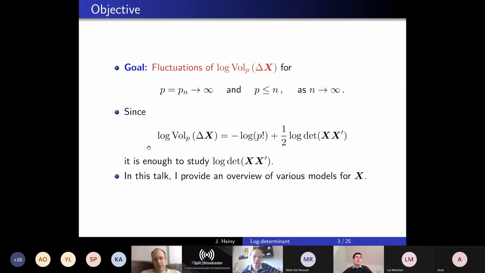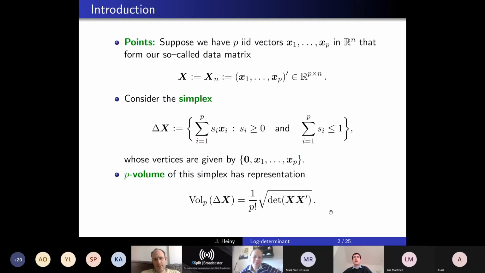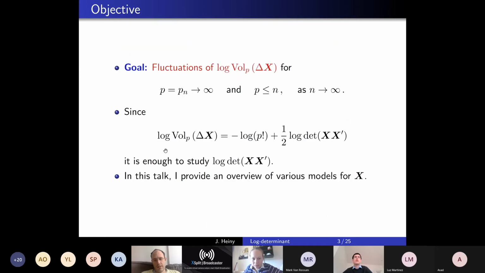Okay, so if I go back to this identity that I had, if I take logarithms on both sides, then I obtain this equality here. So in order to study this log volume, I just need to study the log determinant of this sample covariance matrix x times x transpose. And what I will do in the first part of this talk is to provide an overview of various models for x and present some CLTs for this log volume.